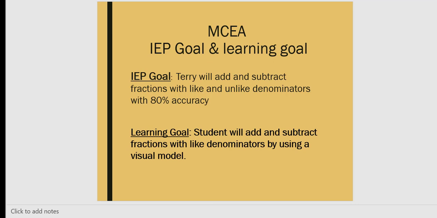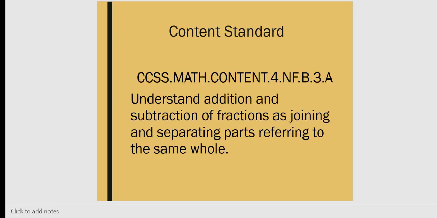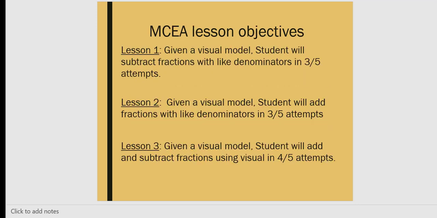The MCEA example is: Terry will add and subtract fractions with like and unlike denominators with 80% accuracy. The learning goal: the student will add and subtract fractions with like denominators by using a visual model. So we've broken the IEP goal down into a reasonable goal that can span a single unit within a week of instruction. This aligns to a Common Core Math Standard, NF.B.3.A, grade 4.